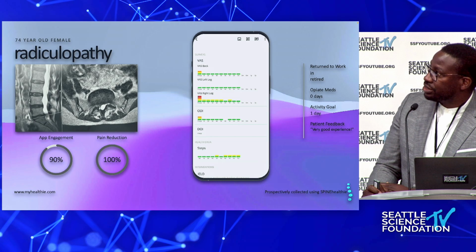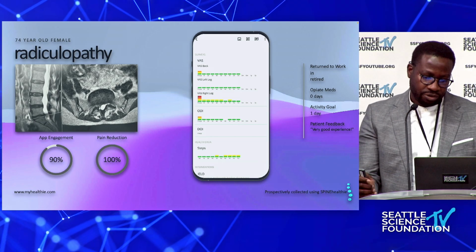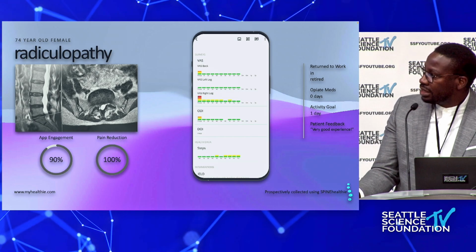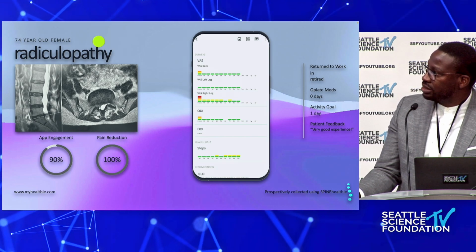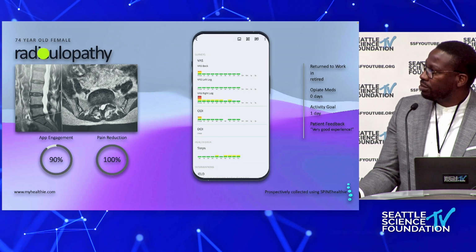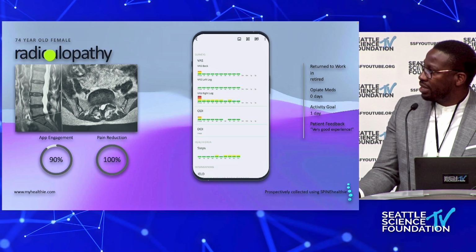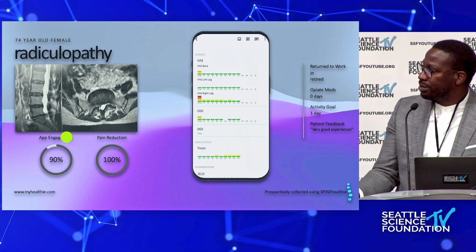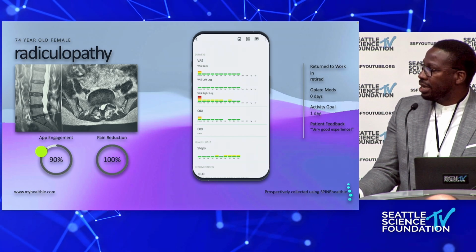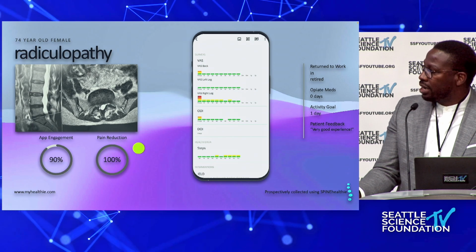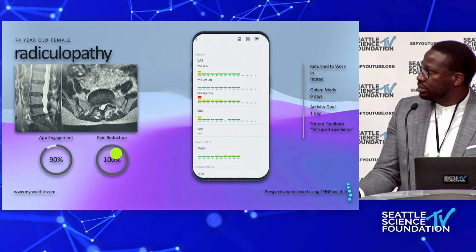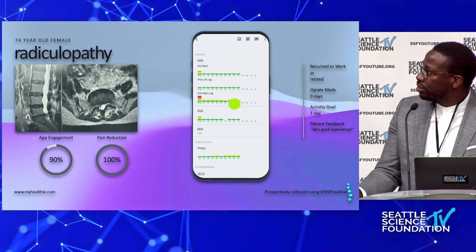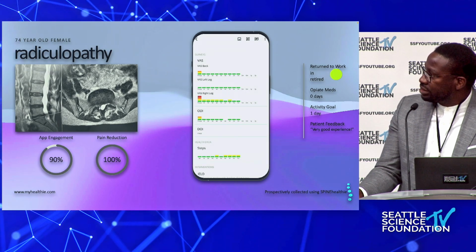So this is a patient, a 74-year-old male. They had radiculopathy with a right paracentral disc herniation. And just to highlight the way that I like for you guys to work through this, here are the preoperative images directly from the app itself. And you can see here, this patient had about 90% app engagement, which means that they actually answered about 90% of the PROMs. And you can see here, this patient reported essentially 100% pain relief, and that happened around the 2-week mark.